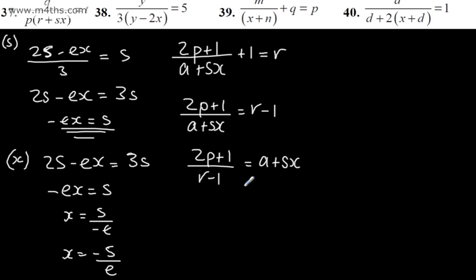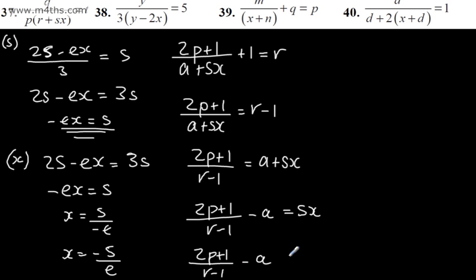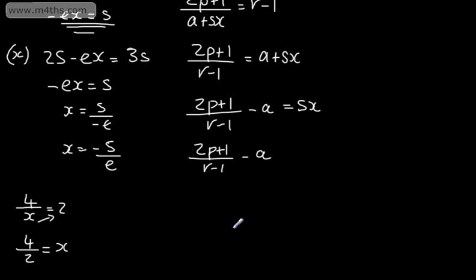Okay, so at this stage, I'm going to write that this is going to be 2p plus 1 divided by r minus 1 minus a is equal to s multiplied by x. I just want x, so I'm going to divide both sides of the equation by the s. So r minus 1 minus a all divided by s. It's not just one part, it's all divided by s, and that is going to be equal to x.